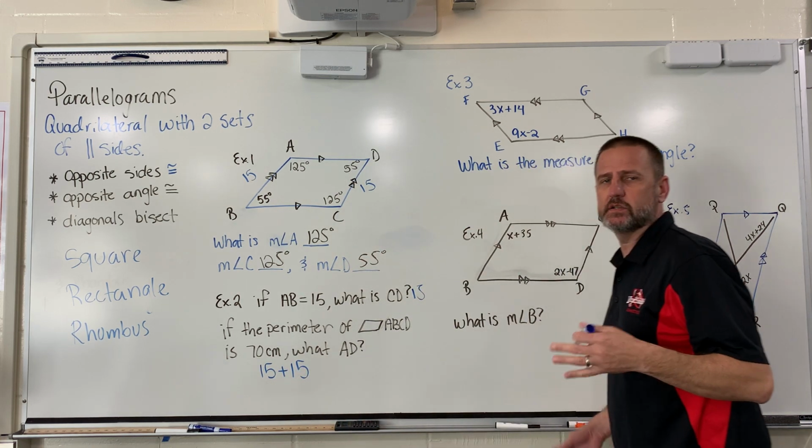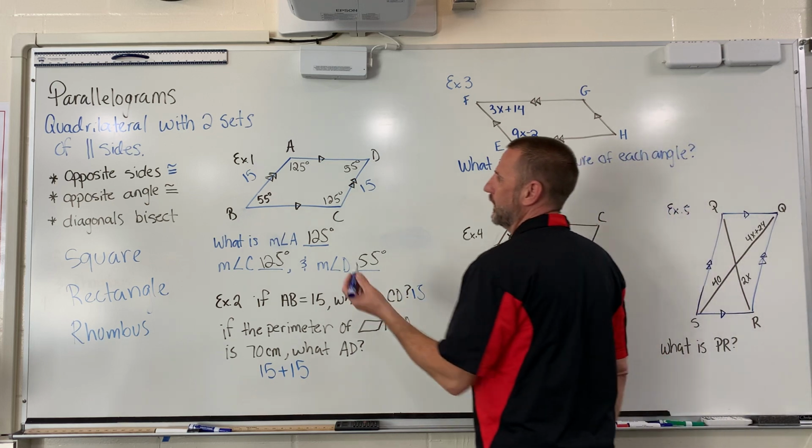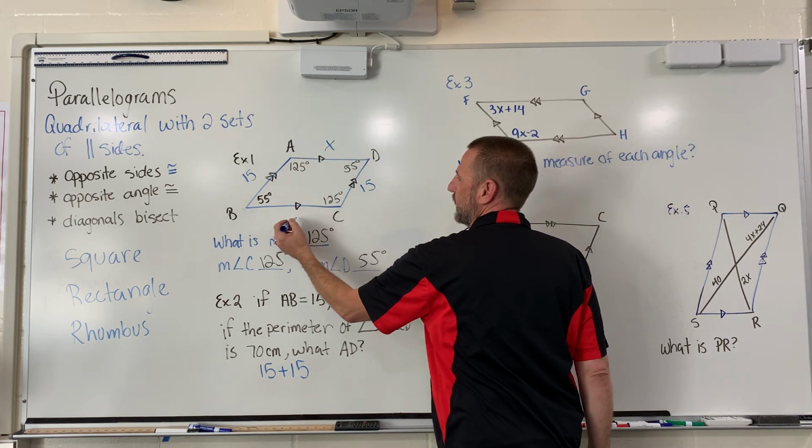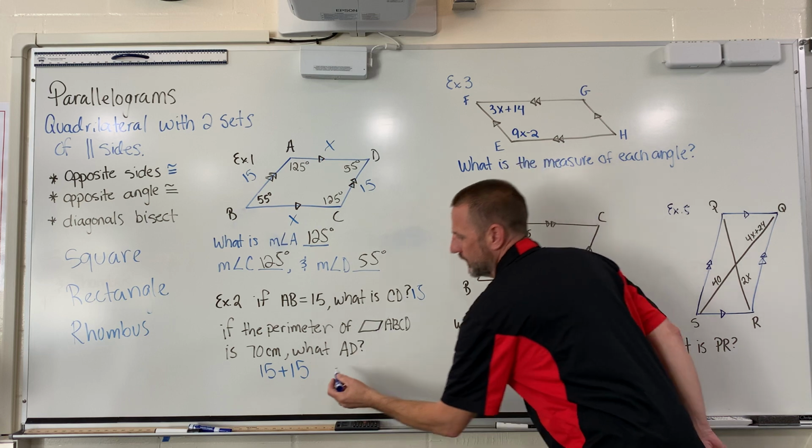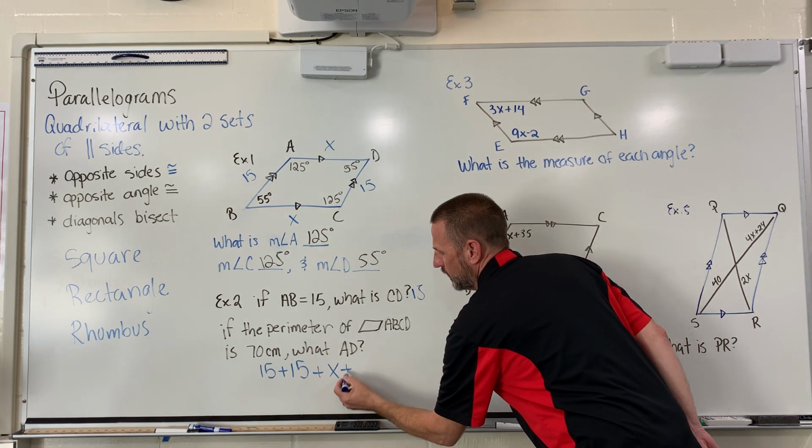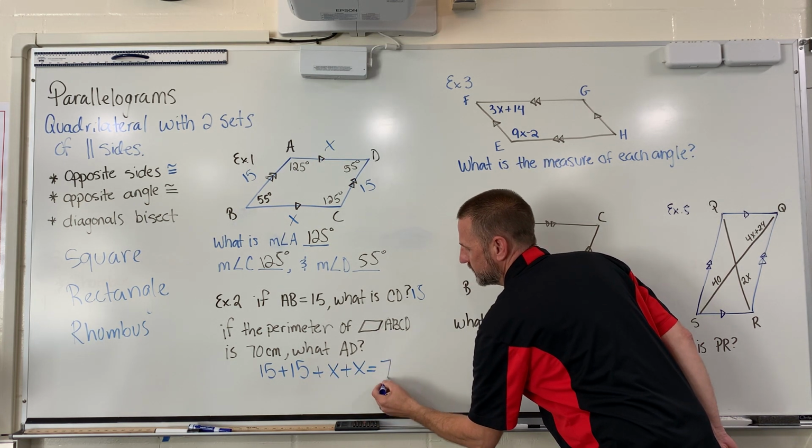And then we have 2 sides that we don't know what they are. So I'm just going to give them a letter. I'm going to call that letter X, and then we'll call that letter X. And I know that together, this should all add up to 70.